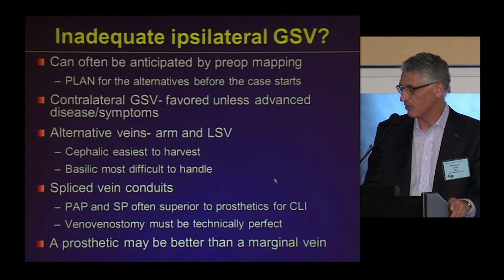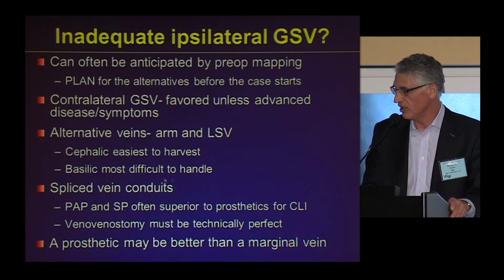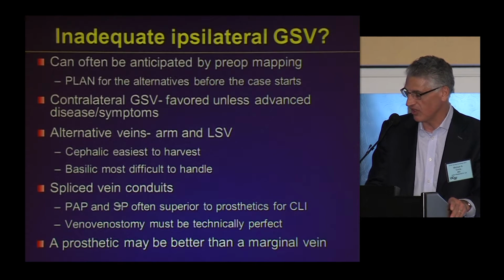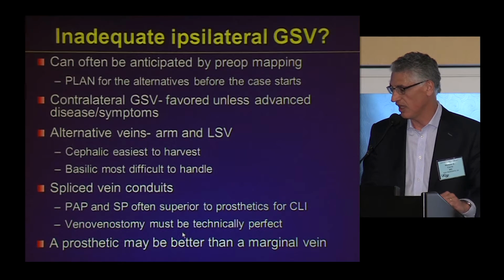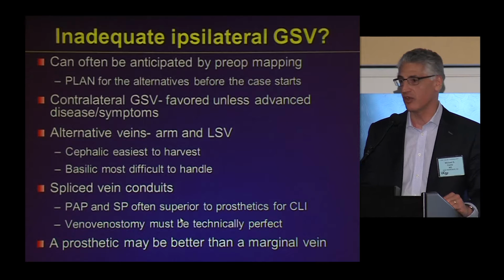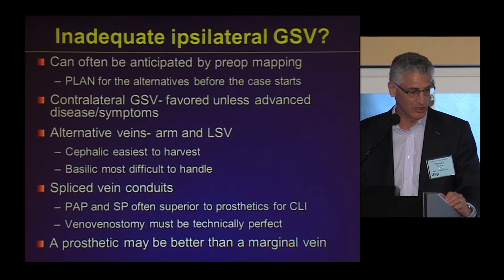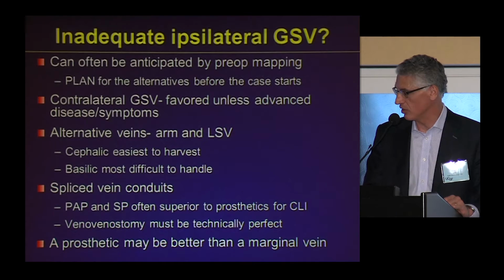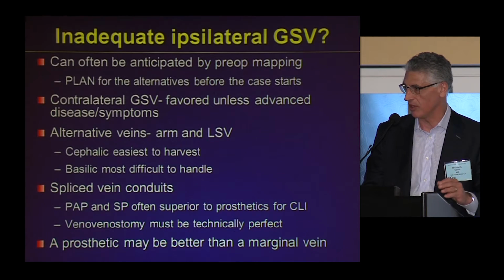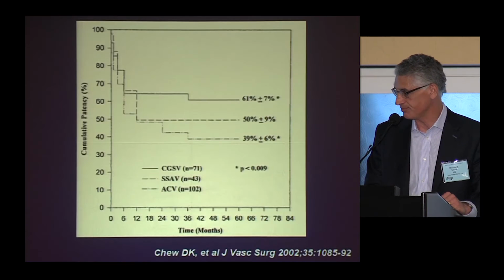Spliced veins can work very well. Their primary assisted patency and secondary patency are often much better than prosthetics, but they require surveillance and sometimes reintervention. And I would say to you that the worst conduit overall is a bad vein. So a bad sclerotic, small caliber vein is never going to work. So in those situations, something else may be better than a bad vein.